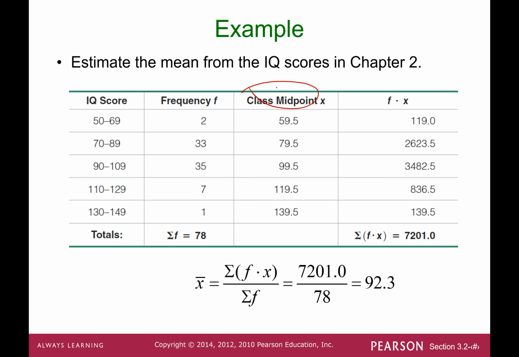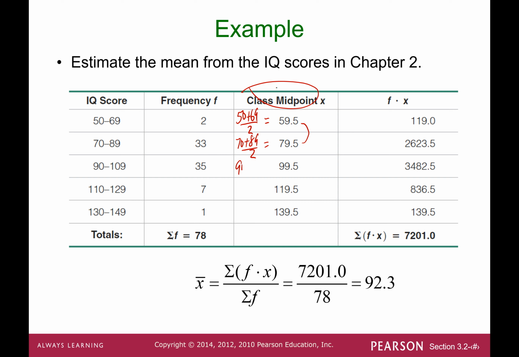So the first class midpoint, you add the lower limit 50 and 69 divided by 2, you get 59.5. Which is the same thing as 119 by 2, which becomes 59.5. And same thing for the second one, you add 70 and 89 divided by 2, you get a midpoint of 79.5. Again, the increment is 20, so you add 20 to the previous one, you get the next one. You can apply the pattern to all these class midpoints.